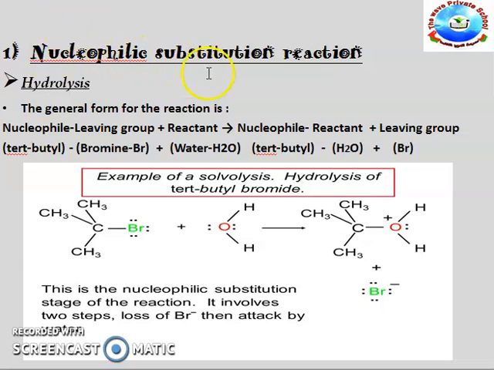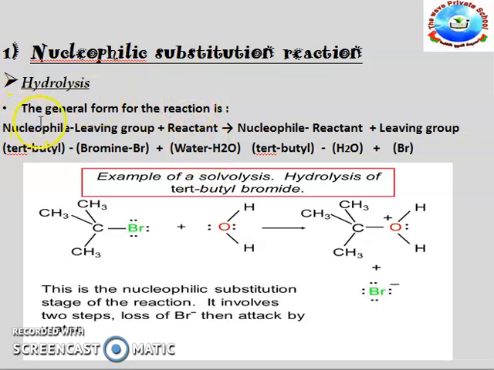In a nucleophilic substitution reaction, the reactants that take part in the reaction are a nucleophile. Now see, this is the general form of the reaction. So that is the nucleophile, attached to the leaving group, and this reactant reacts with a second reactant. The second reactant is water.